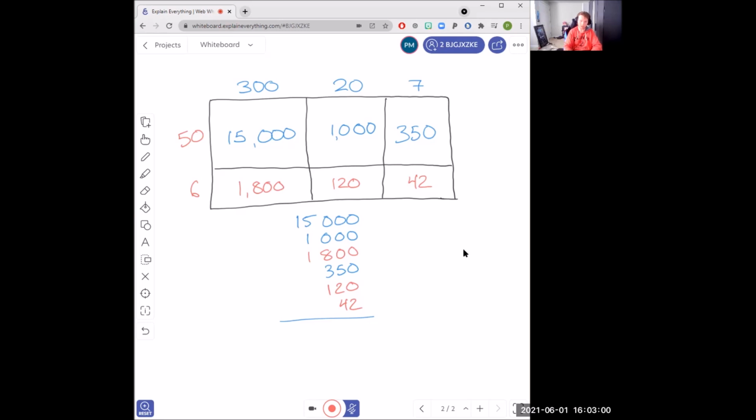So if I look down the first column, this is the ones. I have a bunch of zeros and then a 2. So, oops, let me write that. And we have a 2 there.